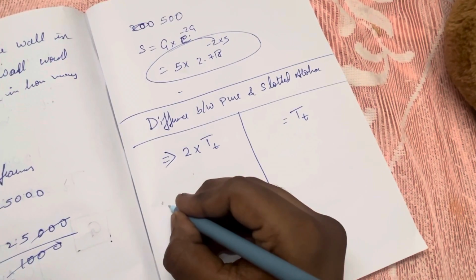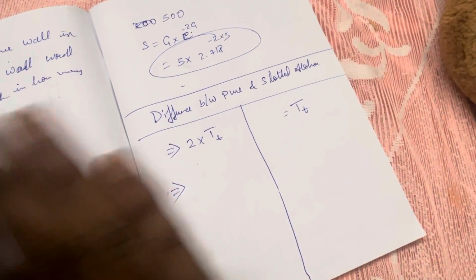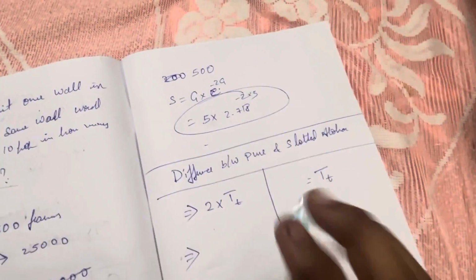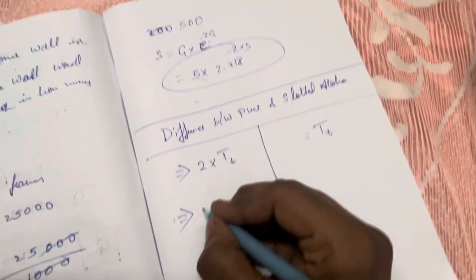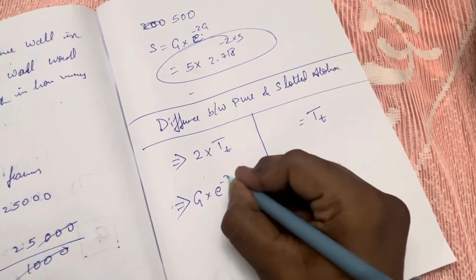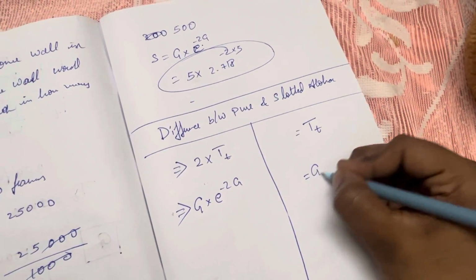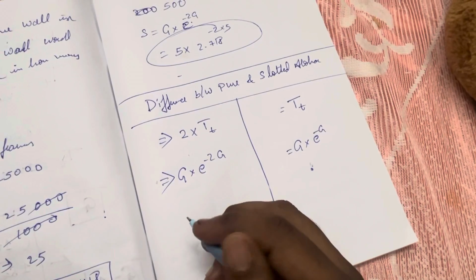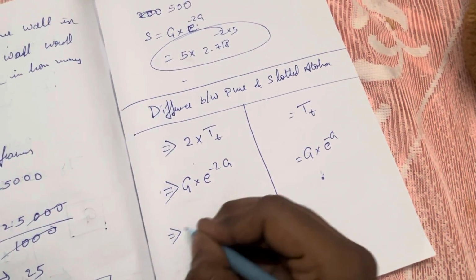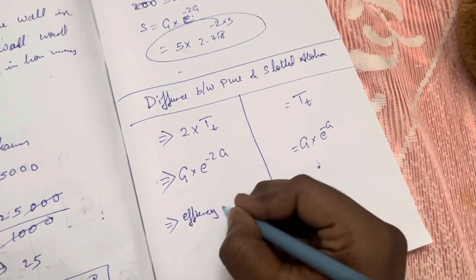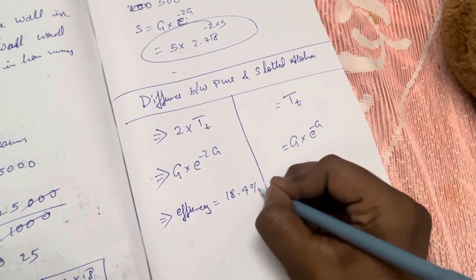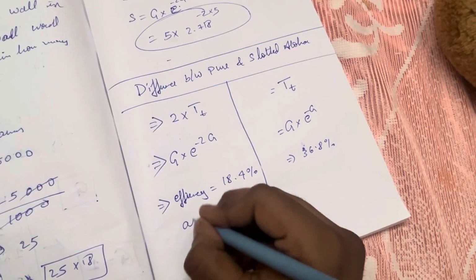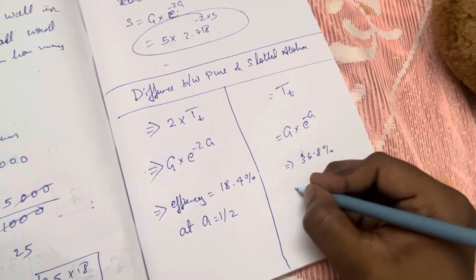And to calculate the transmission of data packets, the formula we used in this solution is called transmission of data packet. For pure Aloha this formula is G into e to the power of minus 2G, and for slotted Aloha it's just G into e to the power of minus G. And maximum efficiency: the efficiency of pure Aloha will be 18.4%, and for slotted Aloha it will be 36.8%, at G equals 1/2 and at G equals 1.